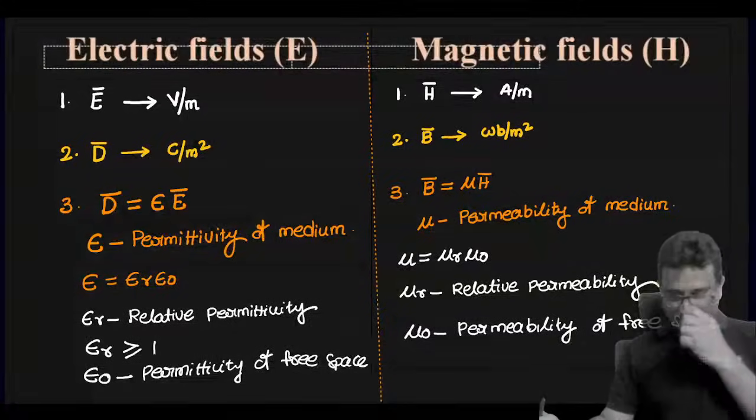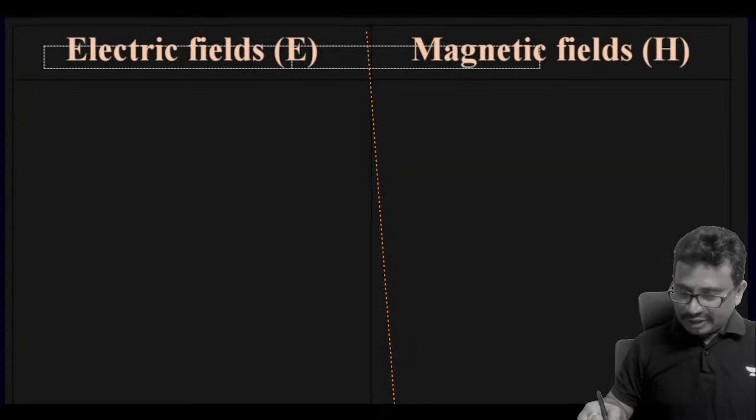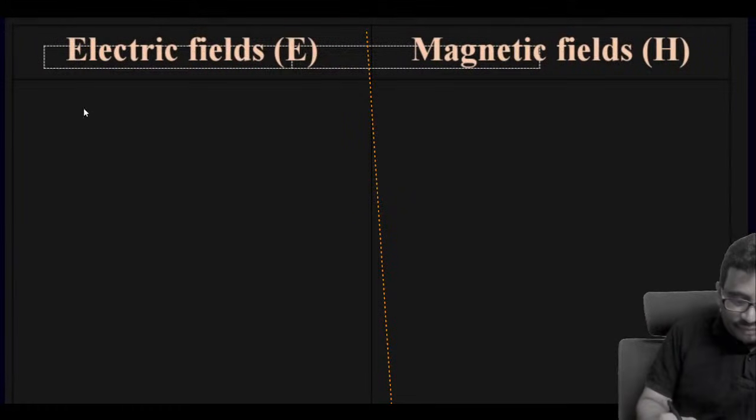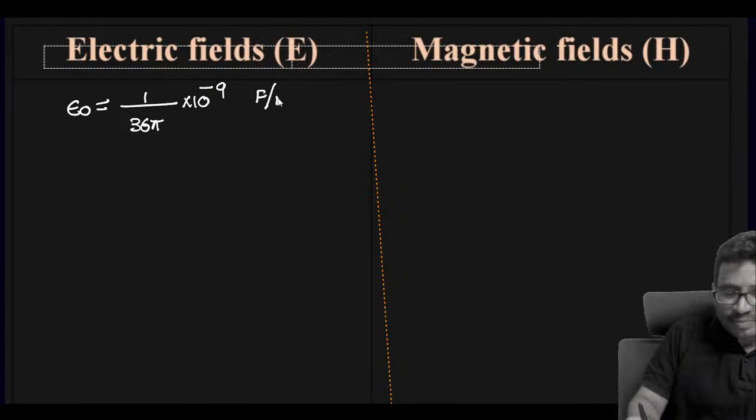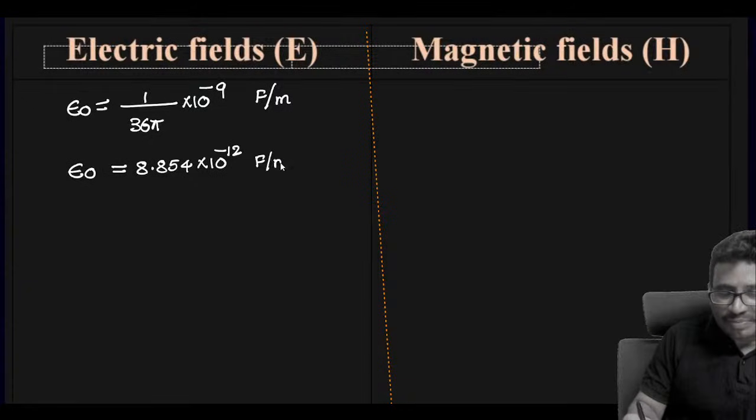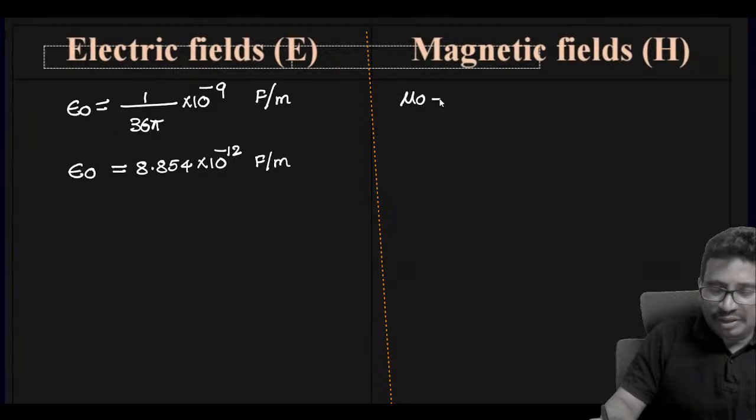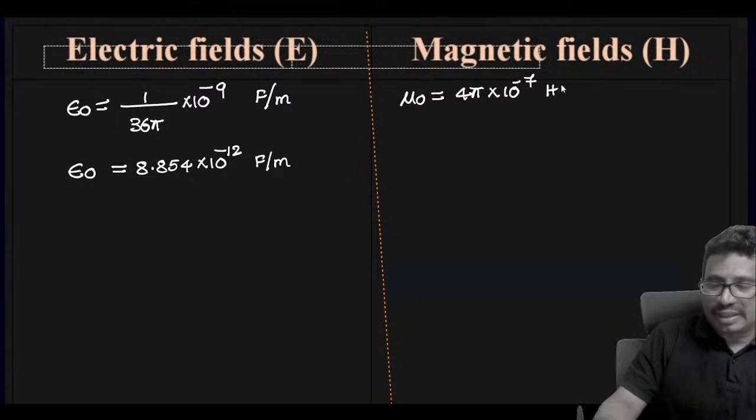Okay, and we can see these values. The epsilon naught value is equal to 1 by 36 pi into 10 power minus 9 farads per meter, which is 8.854 into 10 power minus 12 farads per meter. And this mu naught value is given as 4 pi into 10 power minus 7 Henry per meter.